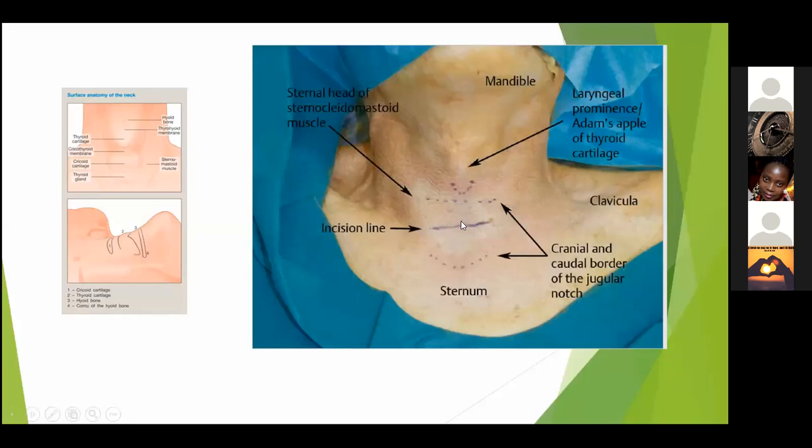So you make it either 2 to 3 centimeters vertically in the midline. Horizontal, you're considering the distance between here, midway the distance. You make your horizontal incision. It's preferable if you're going along the crease lines in the neck.